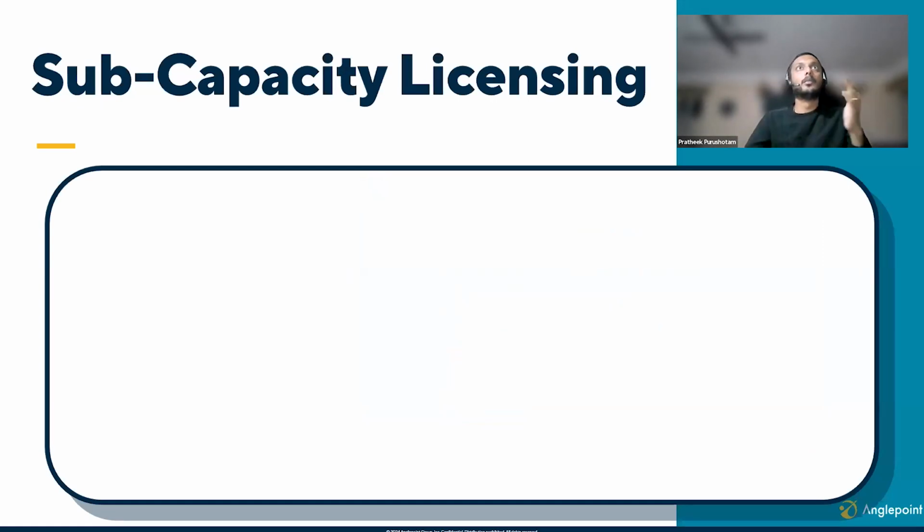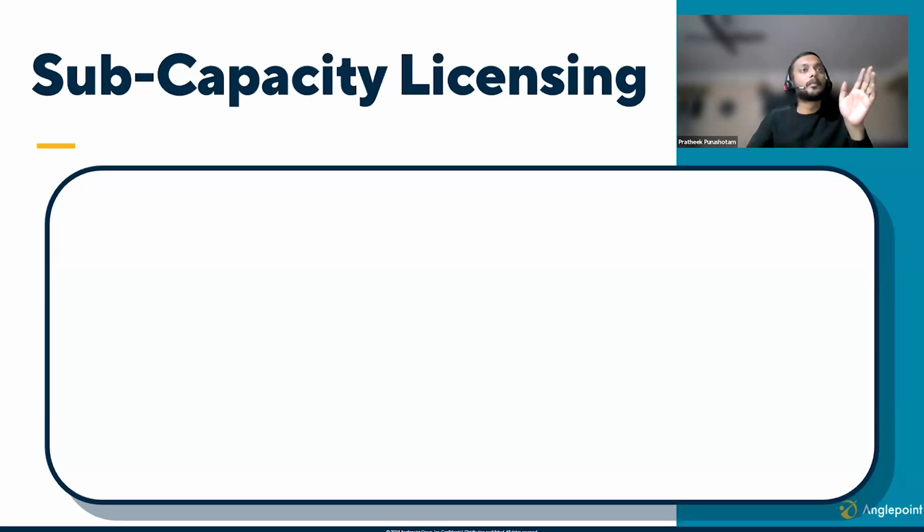Most IBM software is basically licensed on two types of metric. One is sub-capacity based, and one is non-sub-capacity based. The non-sub-capacity based could be users, terabyte metrics, or the number of records, or there could be 100 different metrics available. But when it comes to the sub-capacity metric, this is based on the number of cores or the number of licenses you have assigned to a particular product.